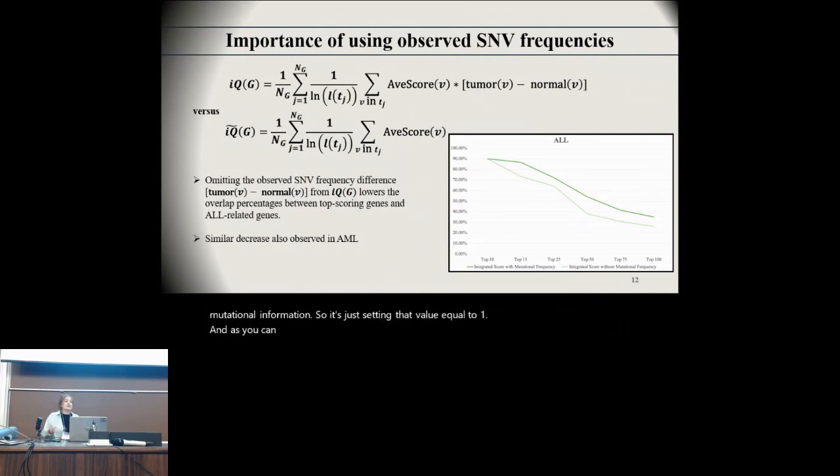And as you can see, there is a difference between the two. It does lower our overlap frequency. So we do want to have that mutational data. It does show that it has a benefit. This one here is just for ALL, but it's the same trend observed in AML as well. So the SNV frequency does give that necessary weight to the equation.